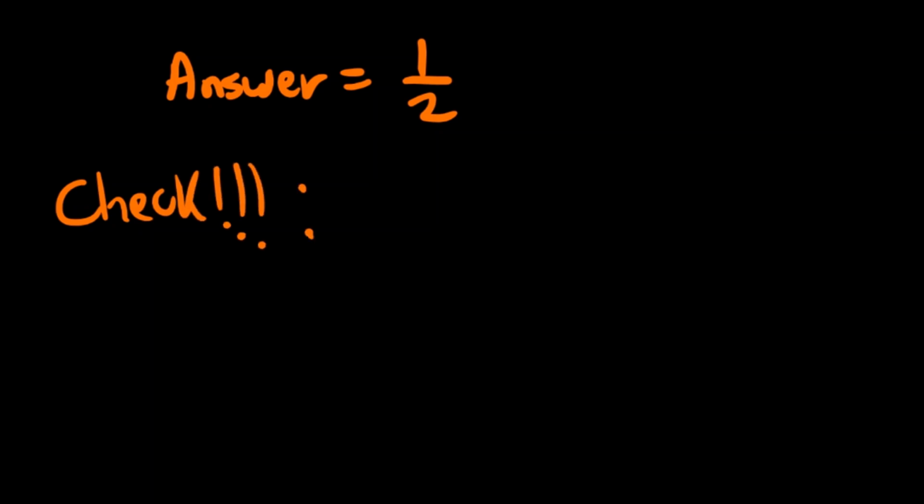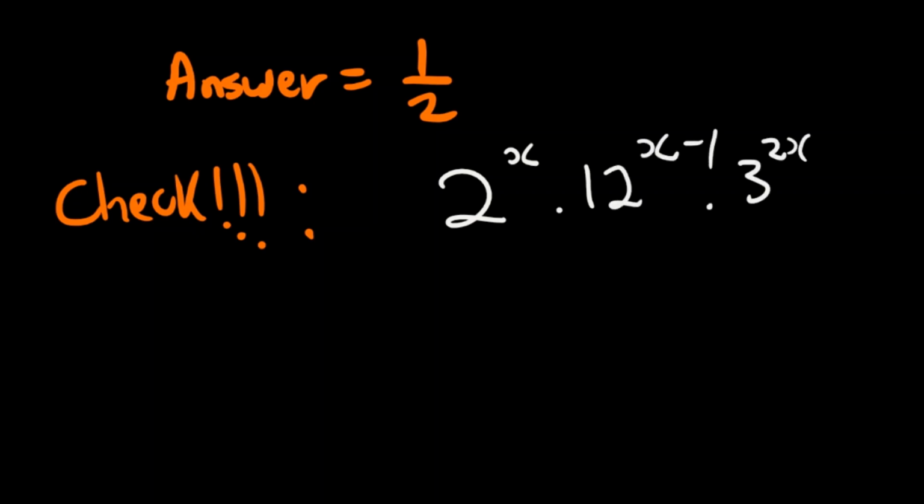How do you check? You go back to your original equation or your original problem, which is 2 to the power of x multiplied by 12 to the power of x minus 1 multiplied by 3 to the power of 2x all over 6 to the power of 3x minus 1. This is the original expression that you were given as the question to simplify, right? So you're going to test and see if this 1 over 2 is actually the correct answer.